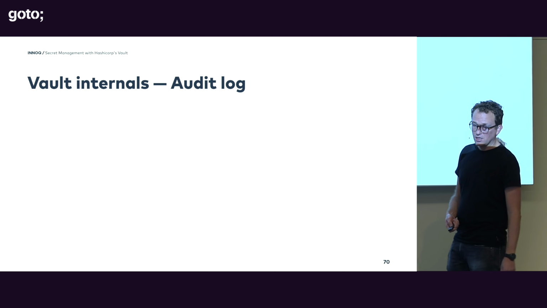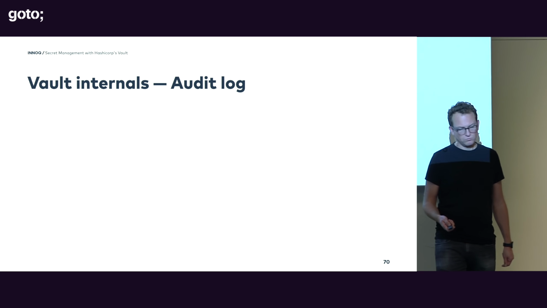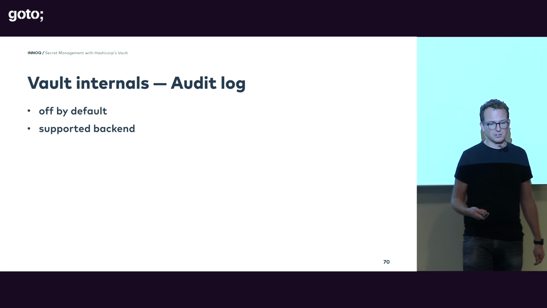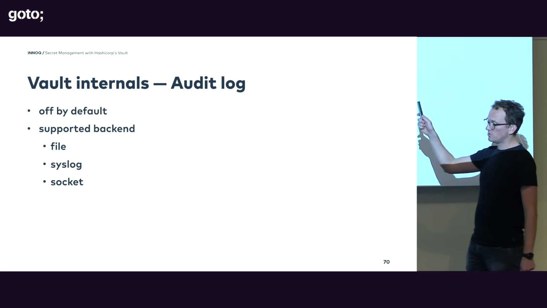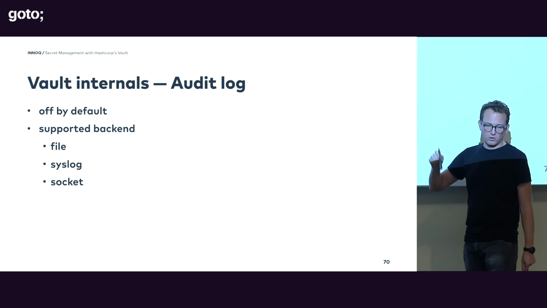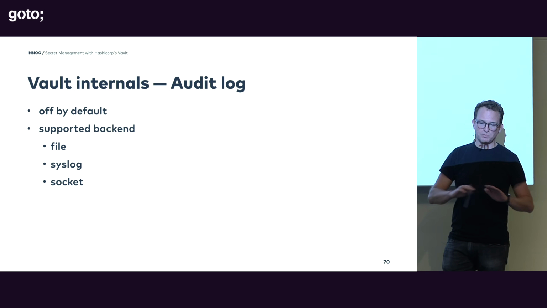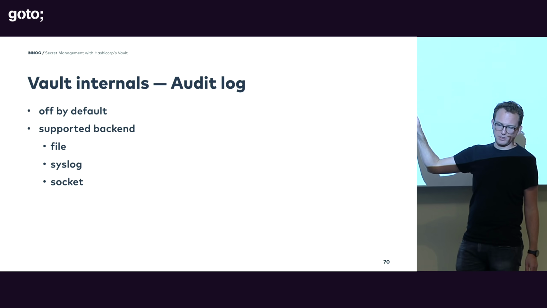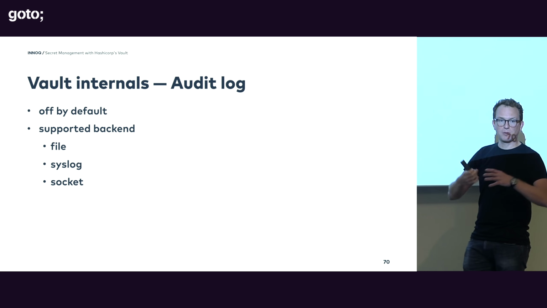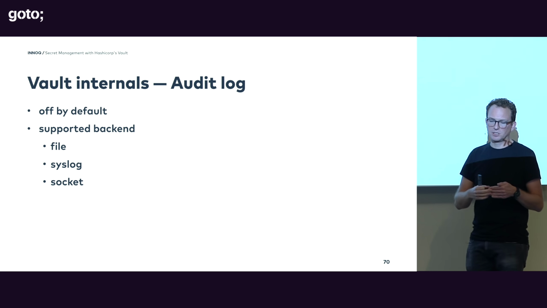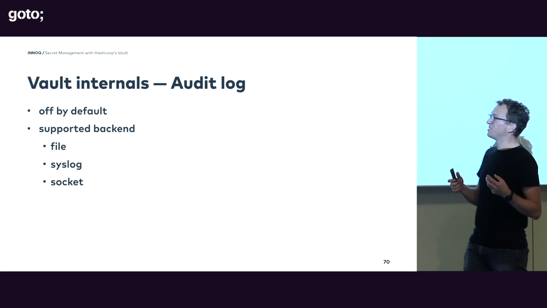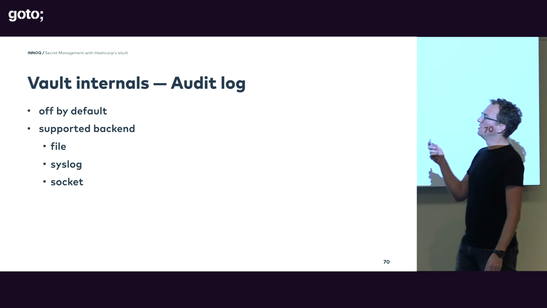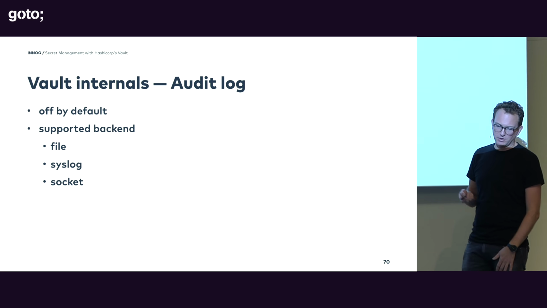Okay, the audit log. The audit log is surprisingly off by default, but that has a good reason. You have 3 supported backends: file, syslog, and socket. And if Vault cannot write the audit log, it will not respond to any request. The idea is that somebody who wants to do something malicious could just fill up the hard disk, then Vault cannot write the audit log, then does the malicious stuff, and then frees up the disk. So for you, it would look like the audit log is intact. But Vault just doesn't do anything if it cannot write the audit log.